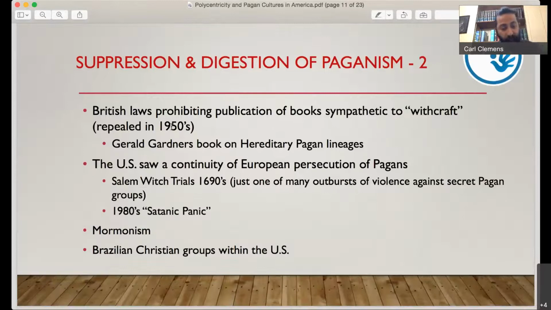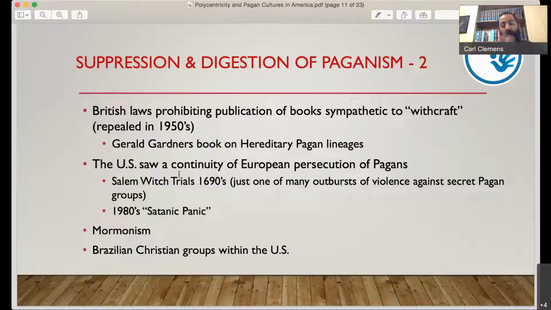Right up to the 1950s, after World War II, there were still British laws prohibiting the publication of any books sympathetic to witchcraft. And those laws were repealed only in the 1950s. And that's when Gerald Gardner's book was published, where he talked about hereditary pagan lineages that continued in Britain and across Europe, where they were practiced in secret within families or within secret societies through the centuries of persecution.